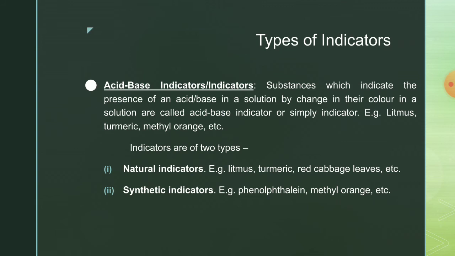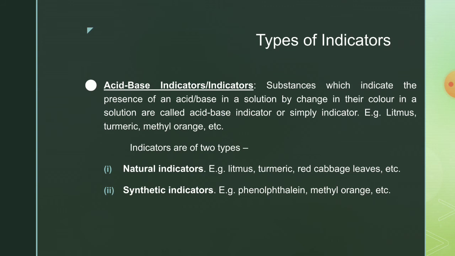So let us come to the types of indicators. Number one, natural indicators. Those indicators obtained naturally are natural indicators. Number two, the synthetic indicators. The indicators which are obtained artificially, that is man-made, not naturally, are synthetic indicators.